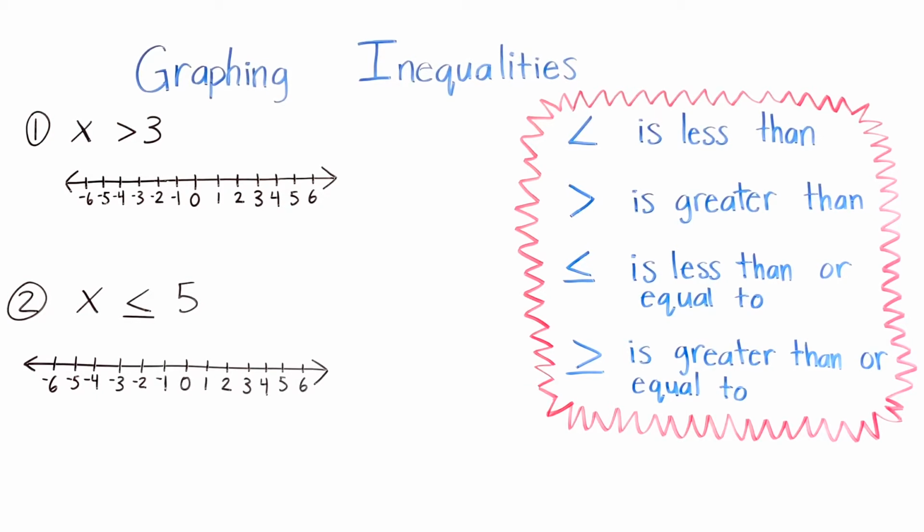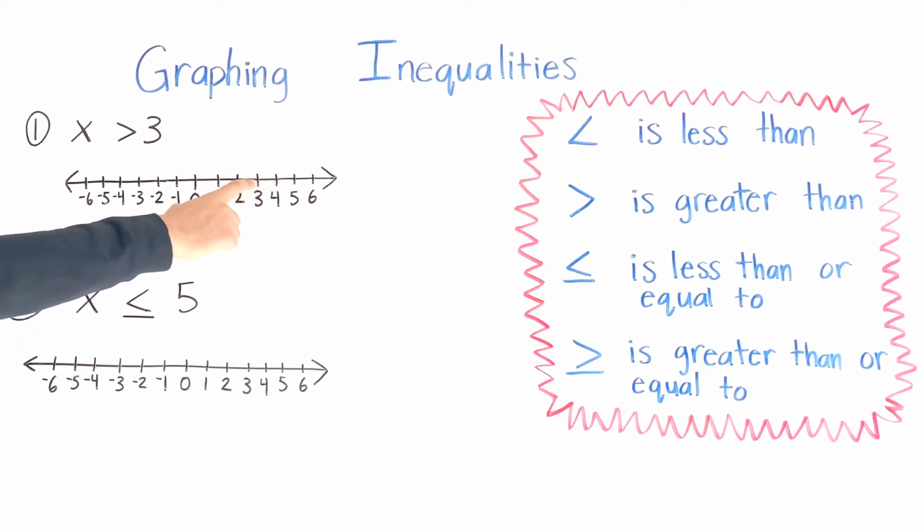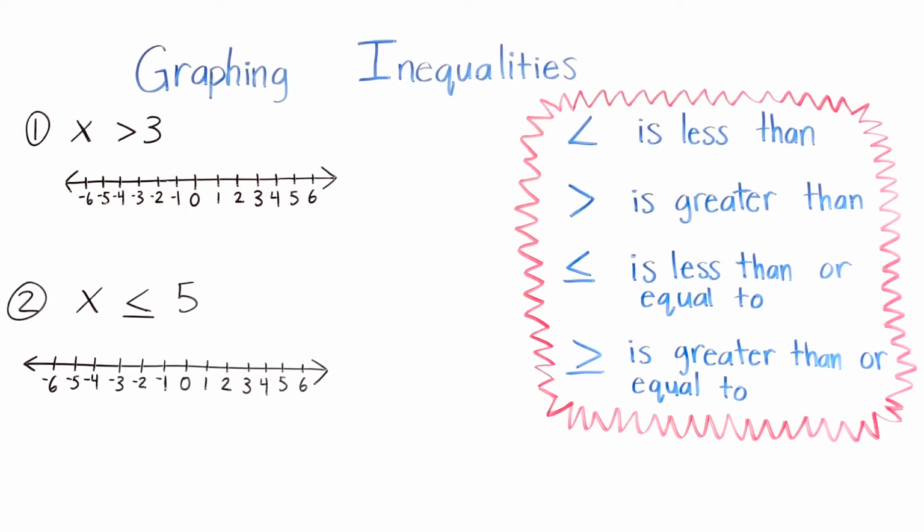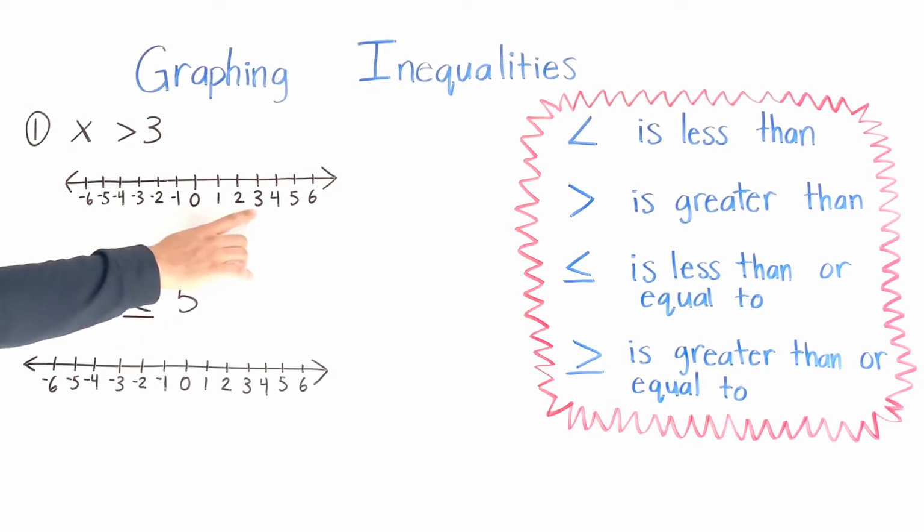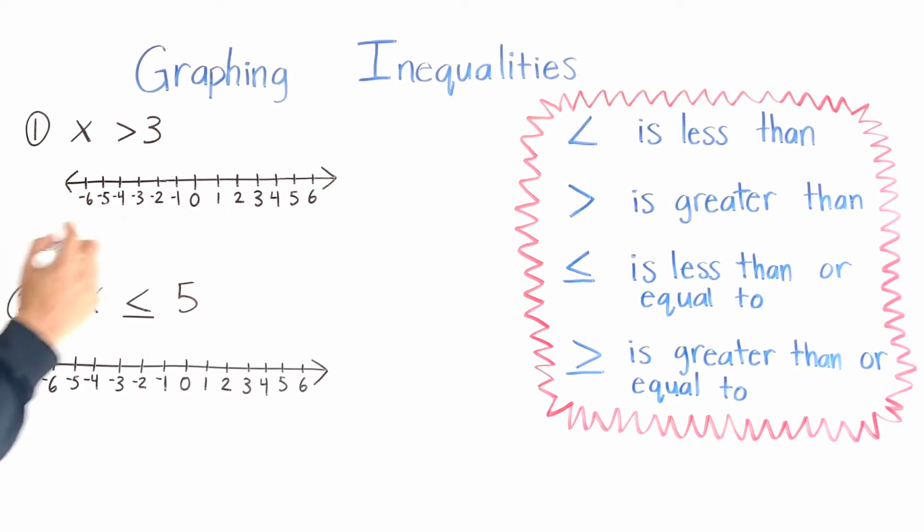For number one, we have x is greater than 3. We always start wherever the number shows, so in this case, we have positive 3. We're going to go to our number line and start from positive 3. Now, you can do an open circle or closed circle. When we're doing less than or greater than, we're going to be using an open circle. So for number one, we start at 3 with an open circle.